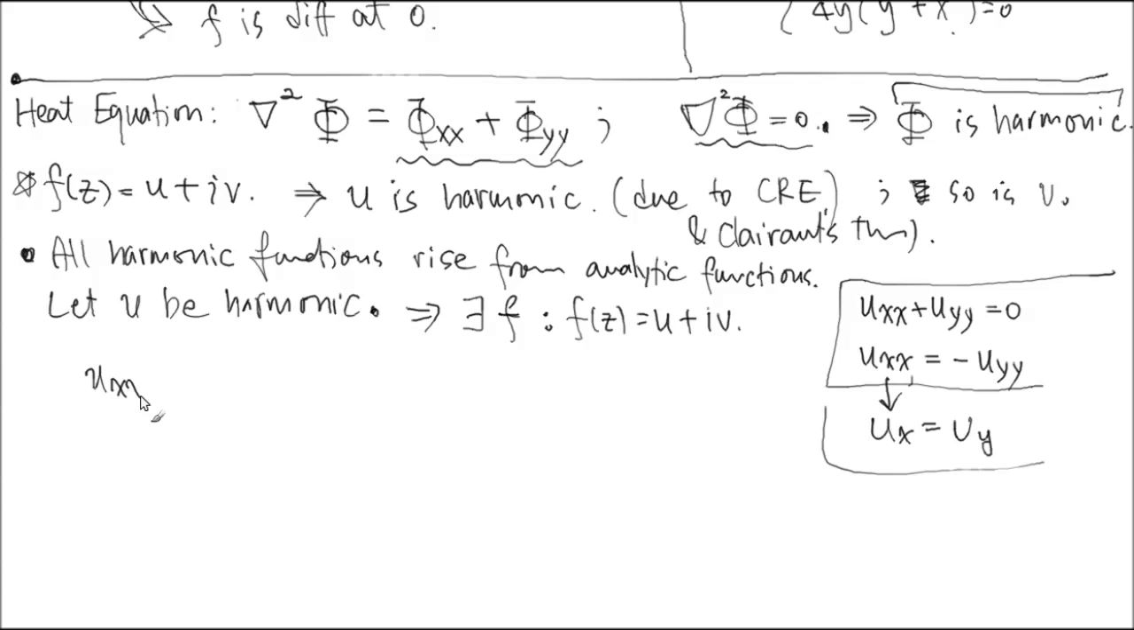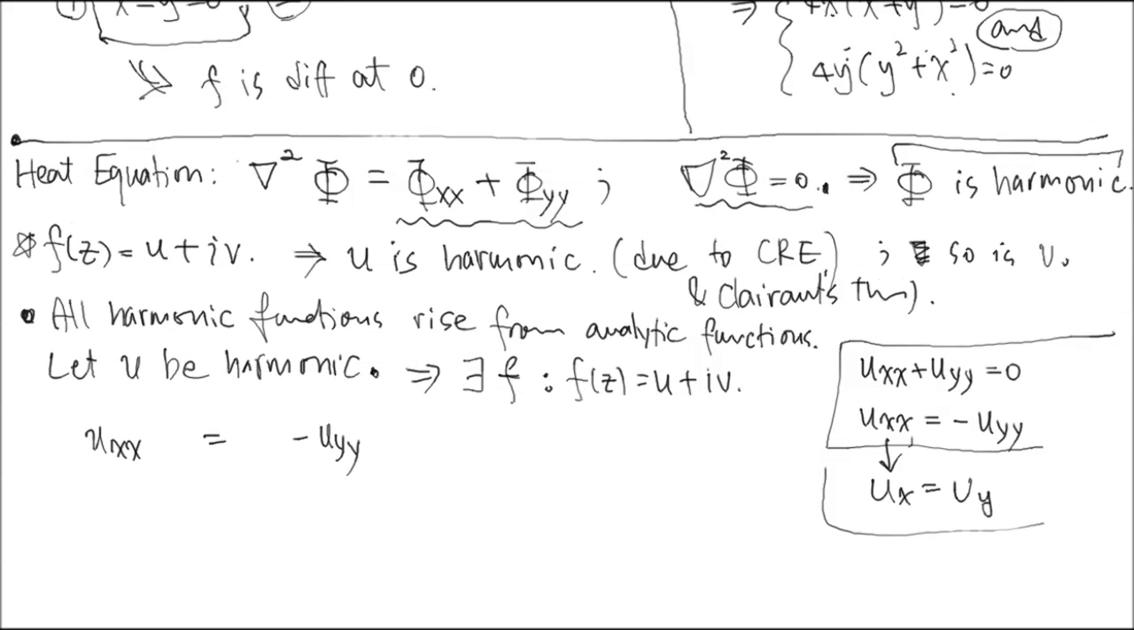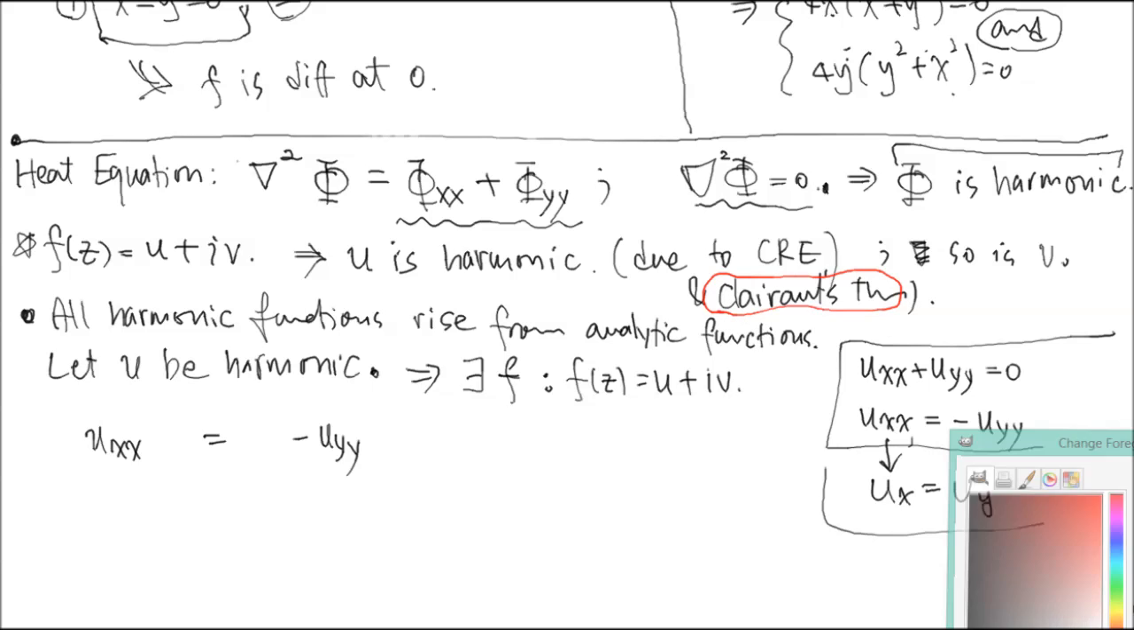uxx, negative uyy, they're the same function, right? Correct? Before, if it is an analytic function, then it became harmonic. What theorem did we use? CRE and eventually Clairaut's theorem, right? It's about the order of differentiation.